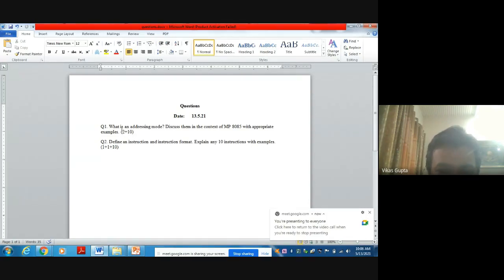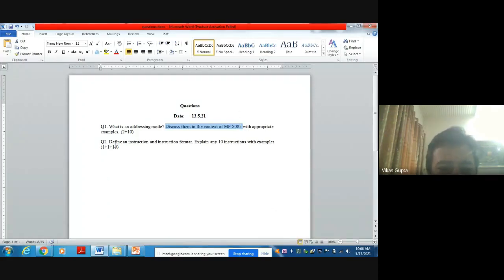So the first question is, what is an addressing mode? Discuss them in the context of microprocessor 8085 with appropriate examples. So here we need to define the addressing mode first, then we need to discuss all the addressing modes those we have studied in microprocessor 8085. Fine, and we are also going to put some examples.